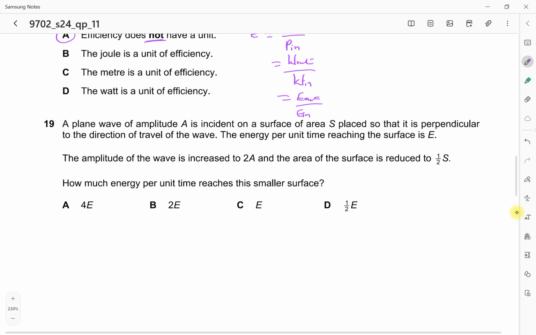A plane wave of amplitude A is incident on a surface of surface area S placed so that it is perpendicular to the direction of travel of the wave. The energy per unit time. I think energy divided by time is equal to power. The energy per unit time is equal to power, which has been given just as E. Okay.